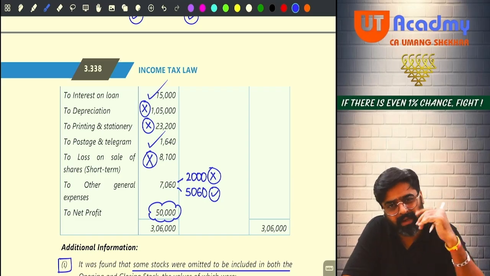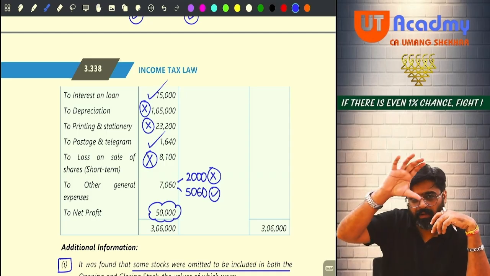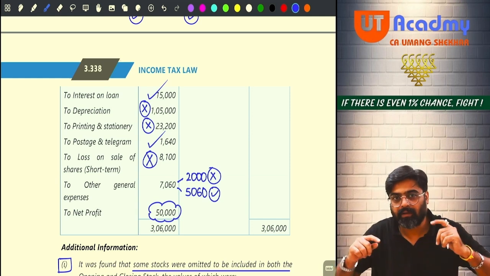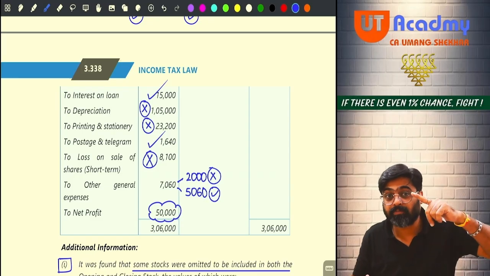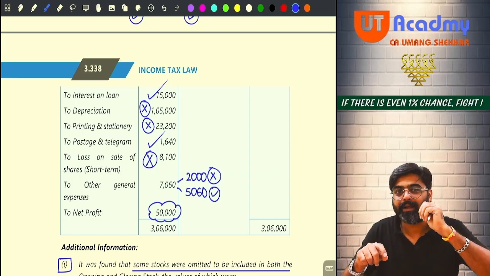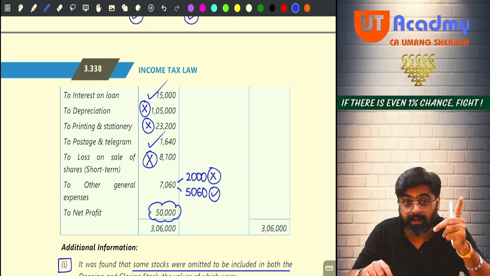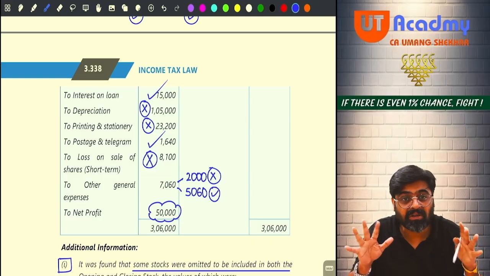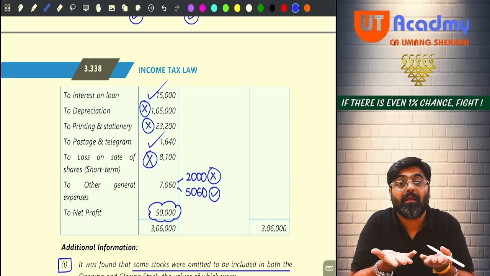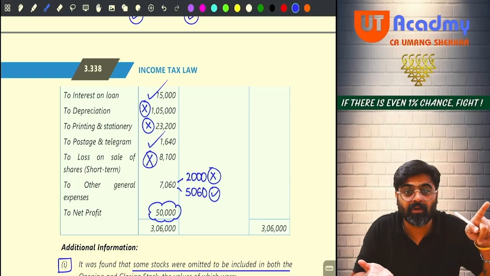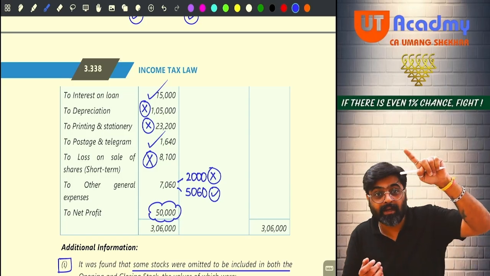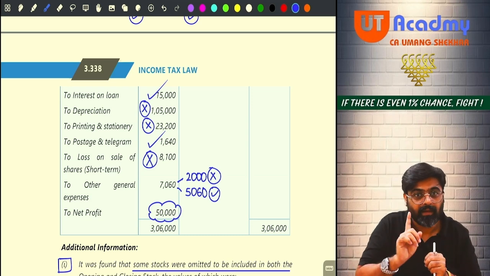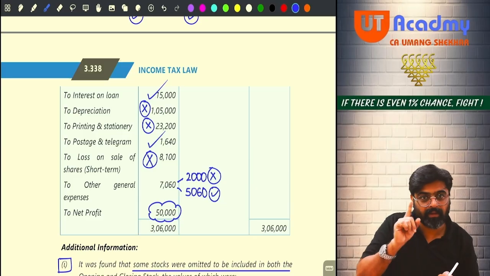But before that, do you remember the indirect method, how to calculate? Net profit. Please remember the format. Net profit, add, less, add. Expenses debited but disallowed: add. Incomes credited but not taxable: less. Expenses not debited but allowable, UBE: less. Yes or no? Then incomes not credited but taxable as PGBP: add them back. Add, less, add. Everything should happen in the profit only, no?